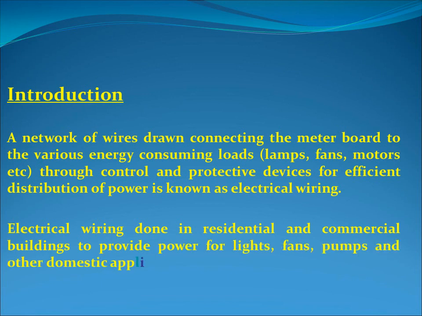So electrical wiring done in residential and commercial buildings to provide power for lights, fans, pumps and other domestic appliances is known as domestic wiring. So electrical wiring used to provide the power for lights, fans, for the domestic appliances is known as domestic wiring.